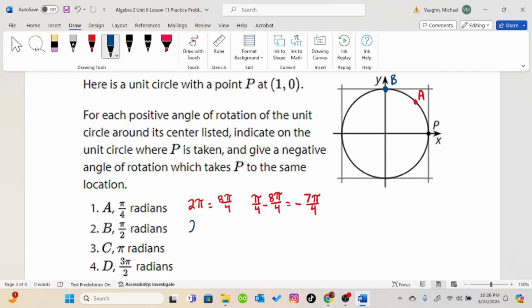Now 2 pi written as halves is going to be 4 pi over 2. So to find my negative angle, I'm going to take pi over 2 and subtract 4 pi over 2. This leaves me negative 3 pi over 2, which would put me in the same point.